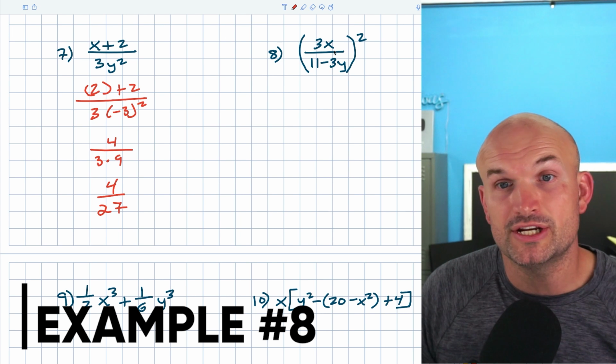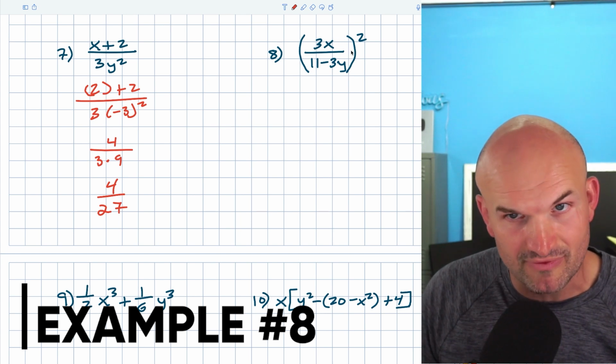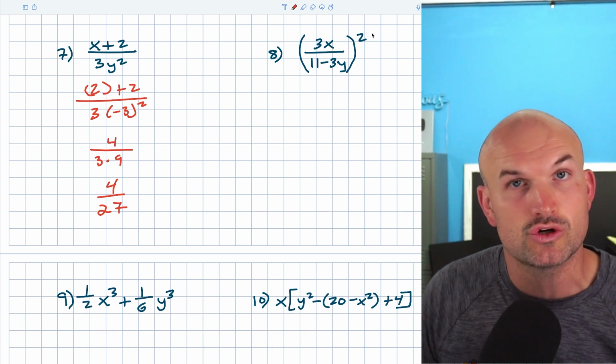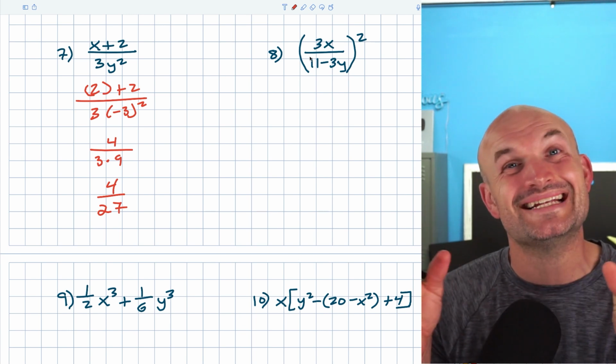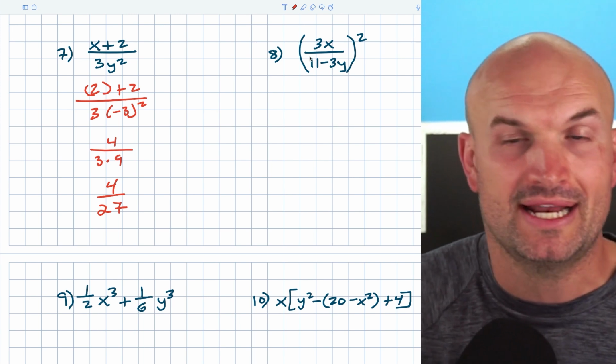Now in this example, we're going to do the exact same thing. I'm just going to simplify it. And then the last thing we're going to do is square it. So just make sure you're following the order of operations, right? We have to simplify that fraction inside the parentheses before we can go ahead and do any squaring.